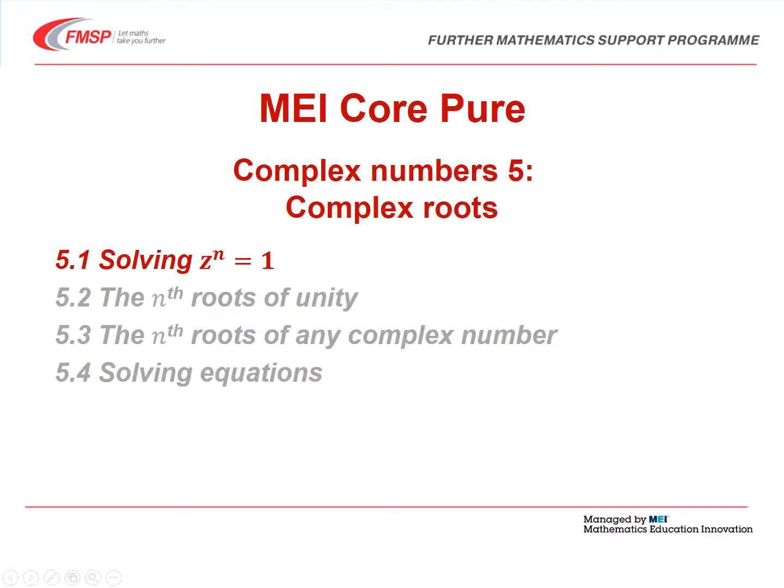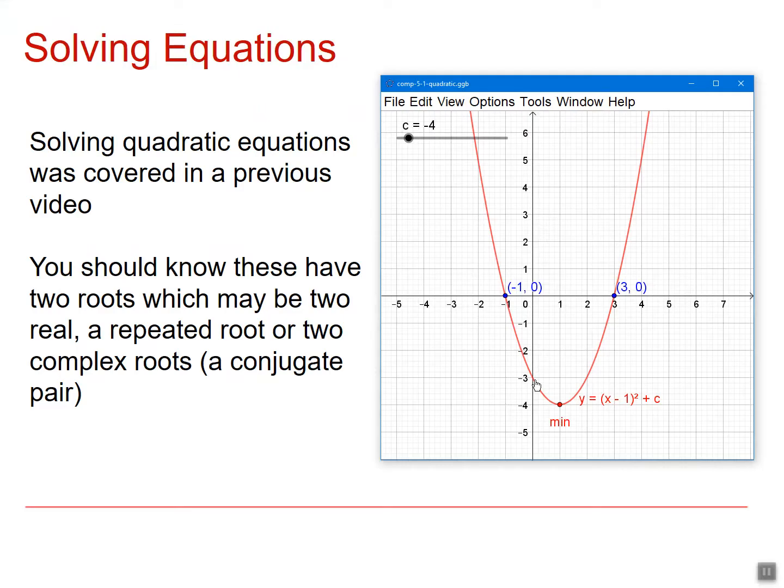This is a video for MEI Core Pure Mathematics, Complex Numbers 5, Complex Roots, 5.1, Solving z to the power n equals 1. Solving quadratic equations was covered in a previous video. You should know that these have two roots. They may both be real, as in the diagram at the moment.